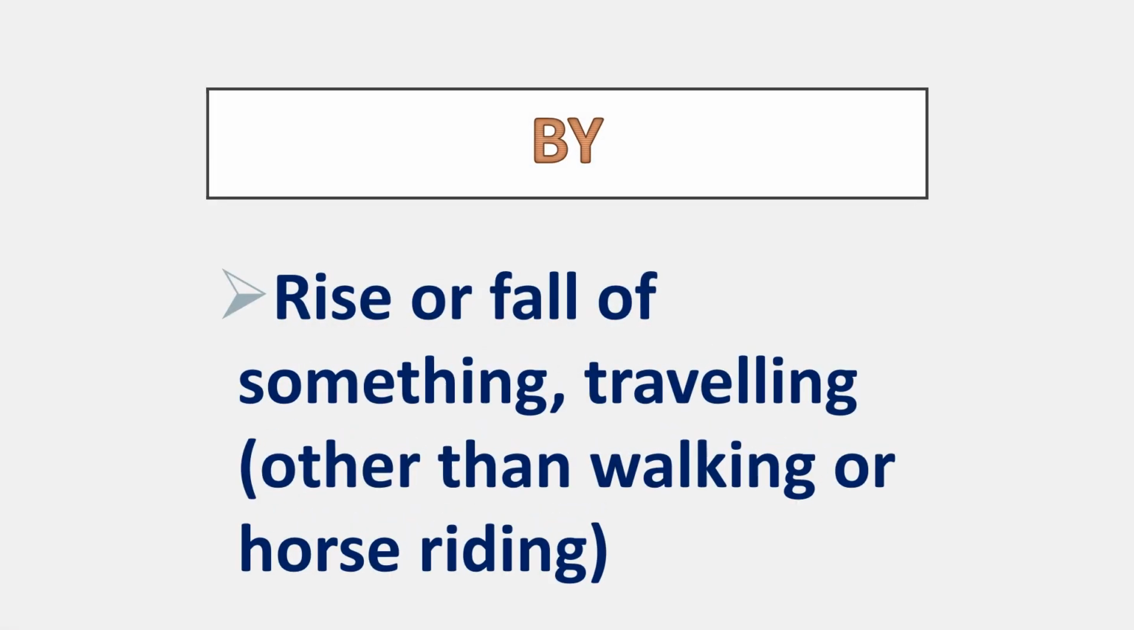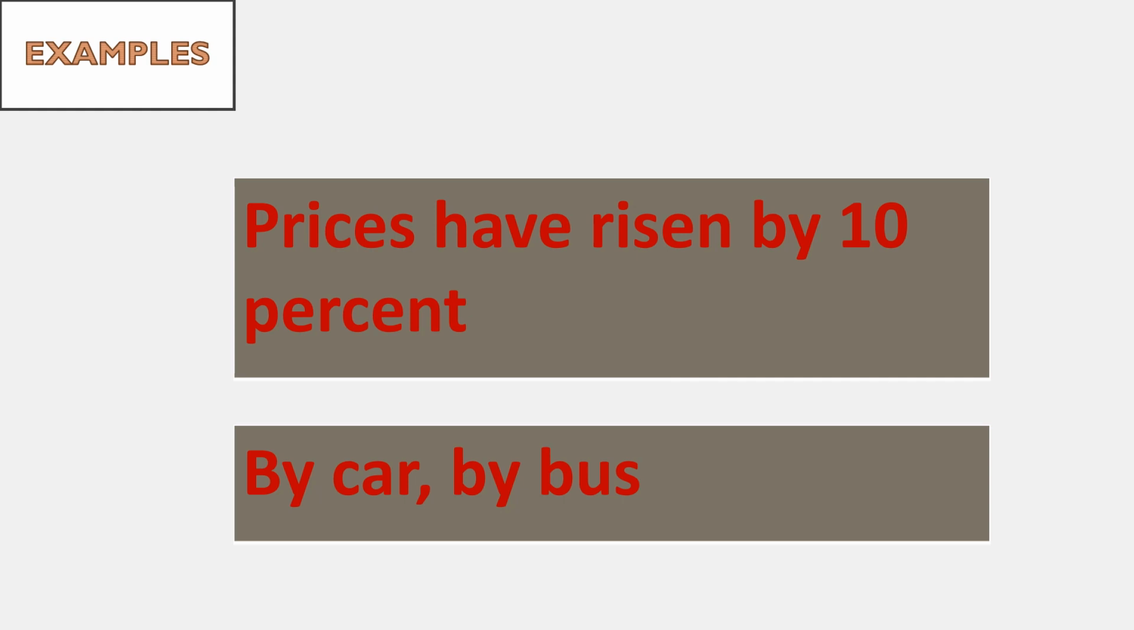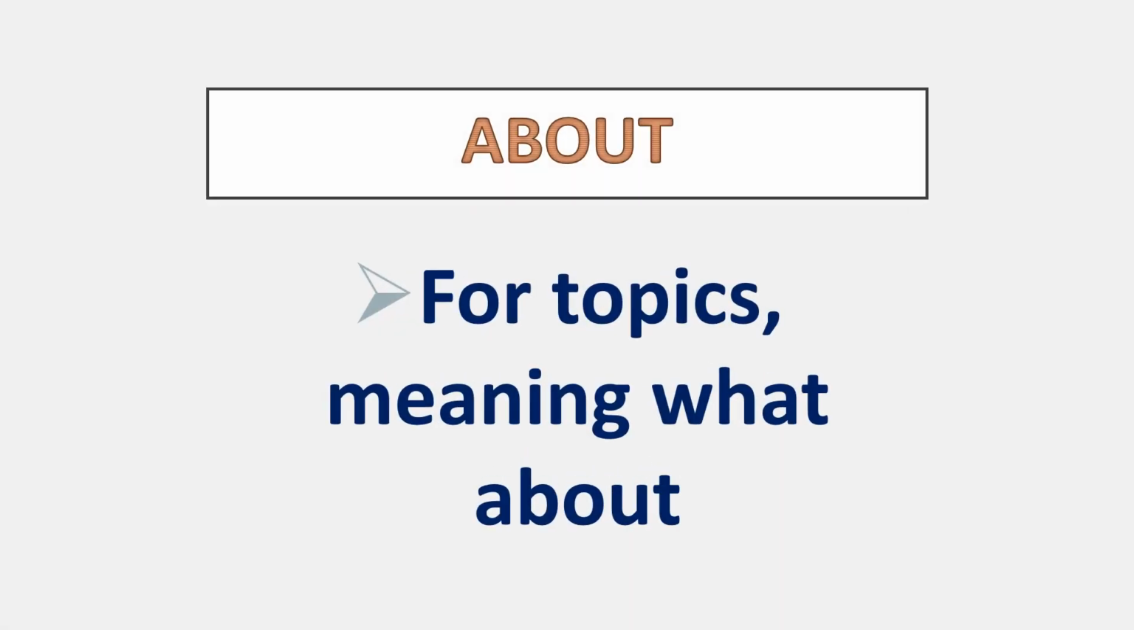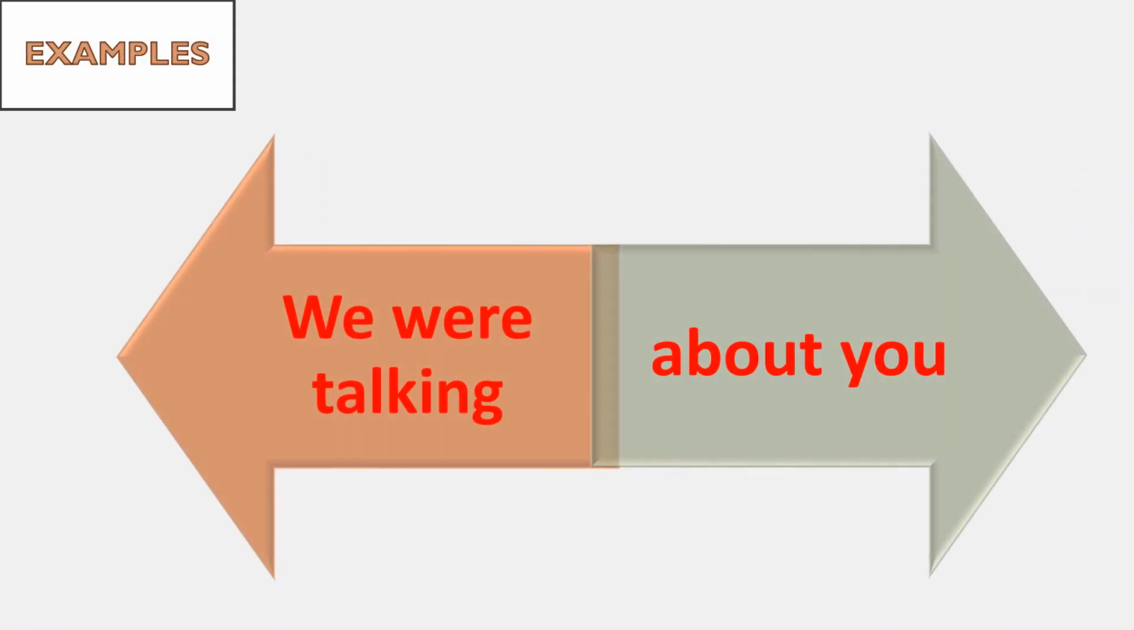"By". By is used with rise or fall of something, and traveling other than walking or horse riding. For example, prices have risen by 10%. By car, by bus. "At". At is used for age. For example, she learned Russian at 45. "About". About is used for topics, meaning what about. For example, we were talking about you.